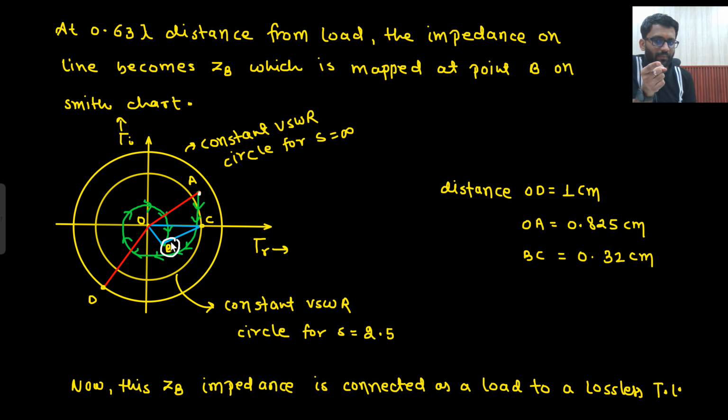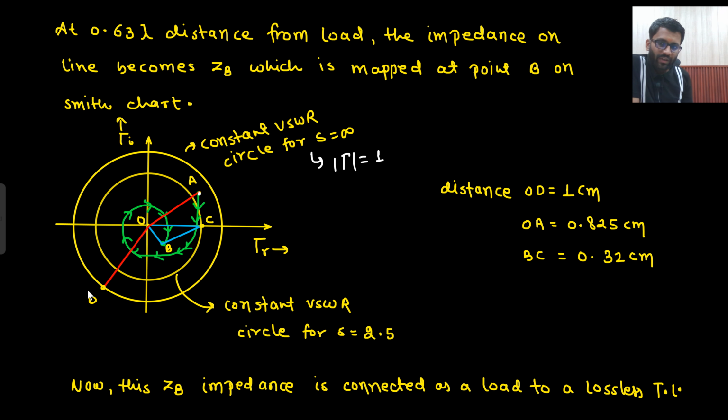This is mapped as point B on the Smith chart. Now talking about the Smith chart, what have they given? They have given a constant VSWR circle for S equals infinity. What do we mean by S equals infinity? That means mod of gamma equals 1. So mod of gamma is equal to 1 for this particular constant VSWR circle.